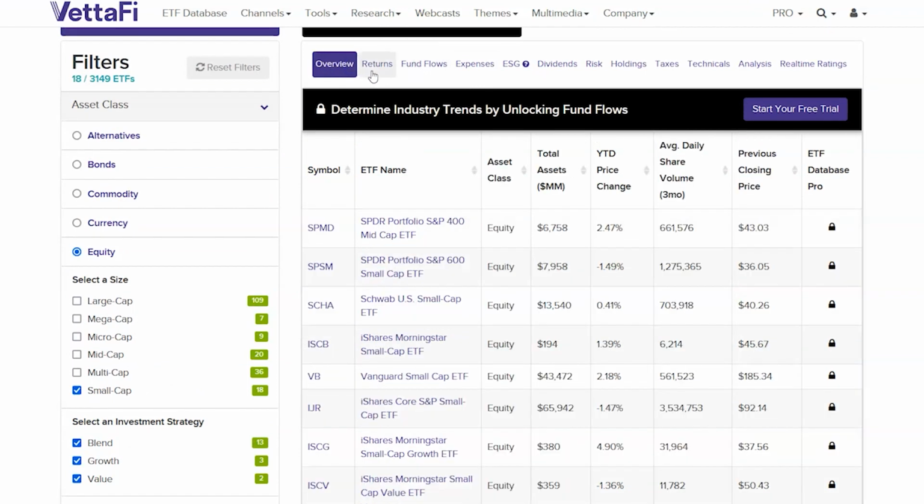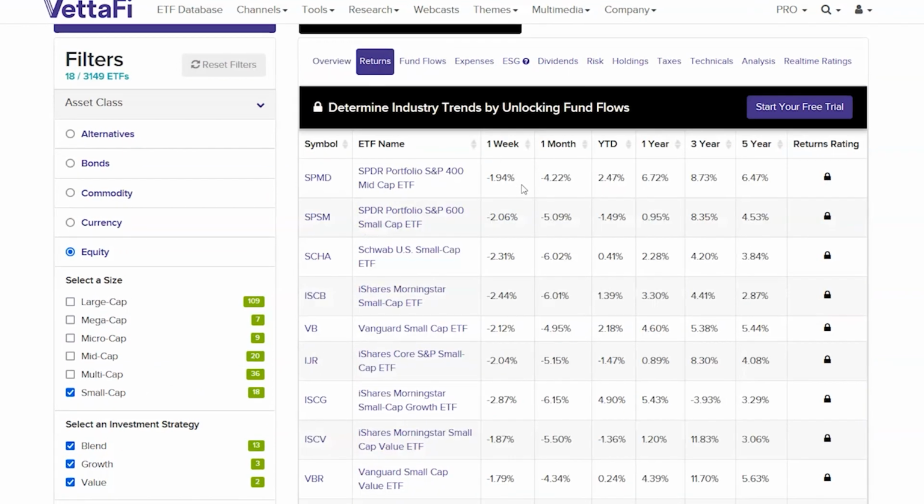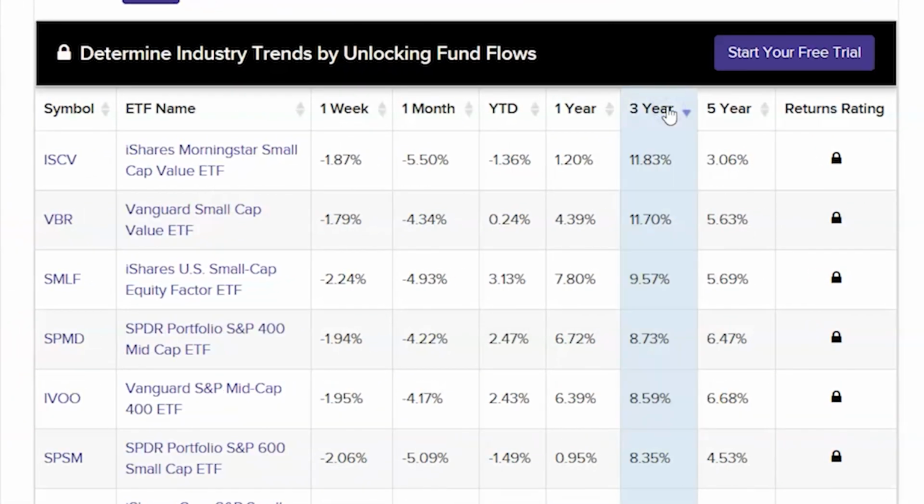We can go to overview. We can do fund flows, all sorts of stuff. So if we take a look at the returns, maybe I'll go with the 3-year return. I'll sort this. I'll say, which has the highest 3-year return? ISCV is one. iShares, Morningstar. Small cap value ETF, VBR, the Vanguard small cap value ETF.